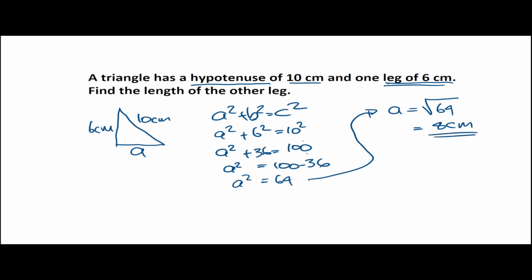Notice here you could come a cropper. You could say a equals plus 8 and minus 8, because minus 8 squared is 64, but it makes no sense to have a negative distance. A has to be a positive number, so it's 8 centimeters.